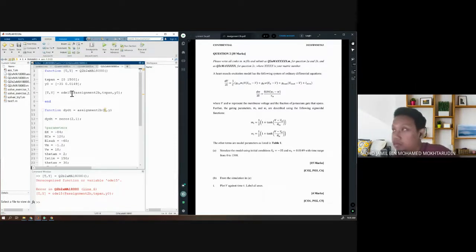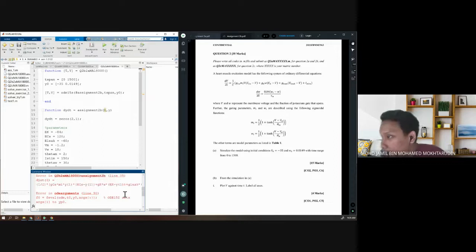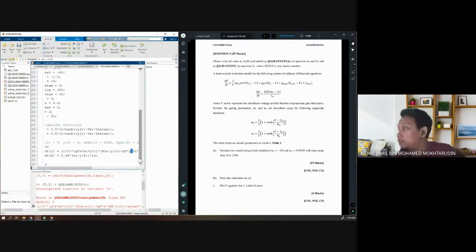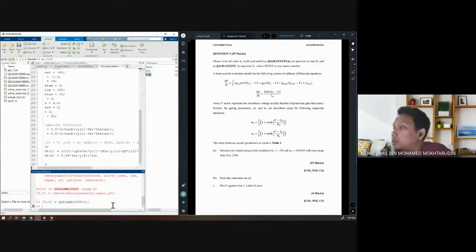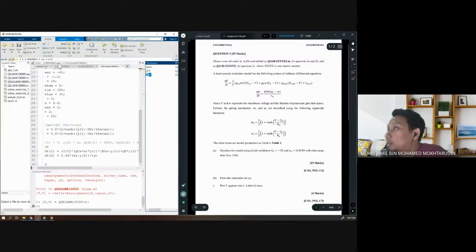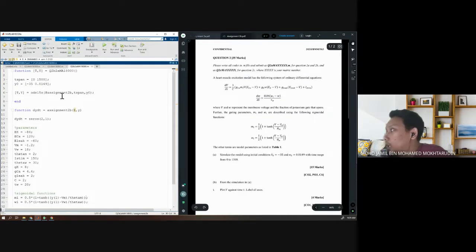Oh, W. So W is y2. And we get 2Y. So you have two different ODEs, so you have 2Y. So your code should work, okay? Then this is for question A.